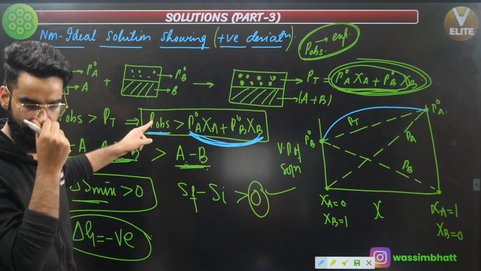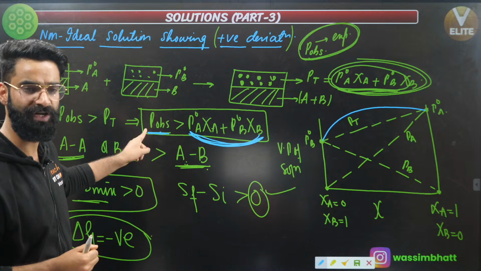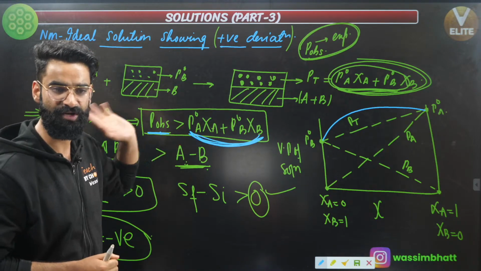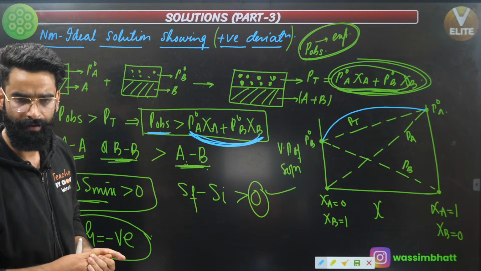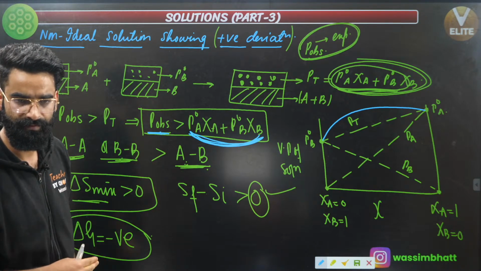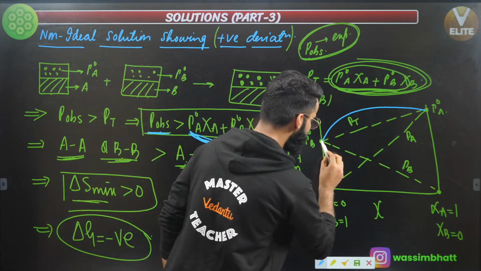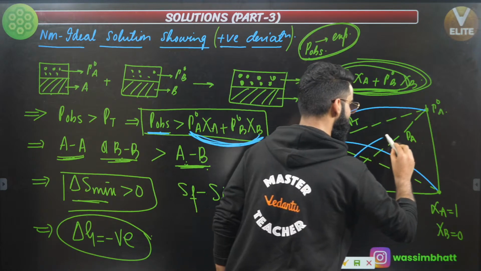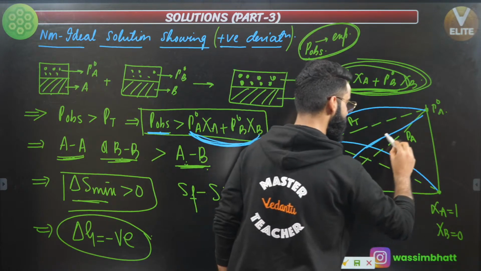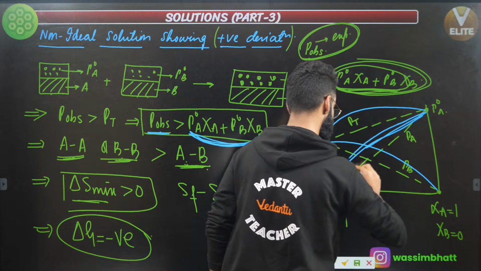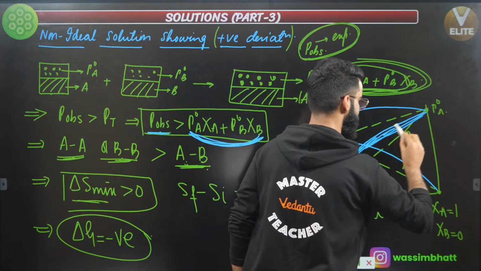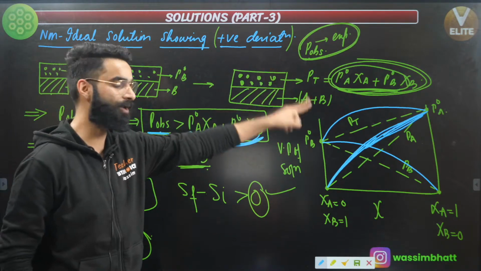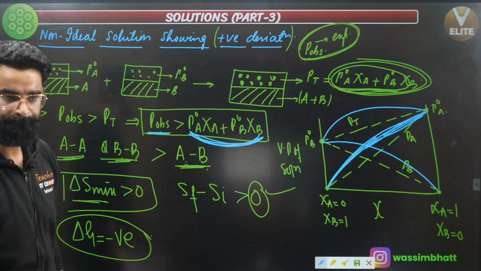Because we know in case of non-ideal solutions showing positive deviation, the total vapor pressure will be greater than the theoretically determined vapor pressure, which is the same as that of your ideal solution. Now, similarly, your PB value is definitely going to be greater, like this, and similarly this curve will be like this over here. Sorry, I couldn't make it properly. It is like this. So these curves basically represent your non-ideal solutions showing positive deviation.